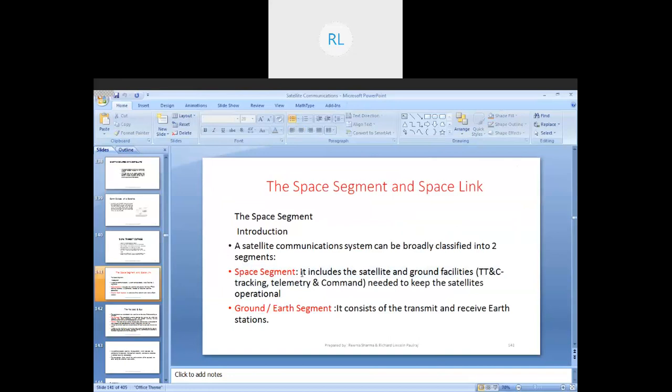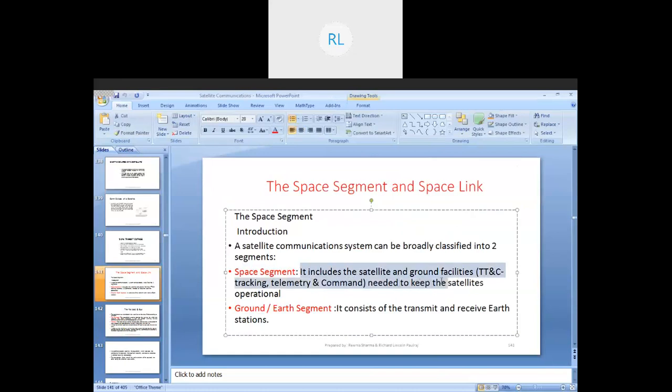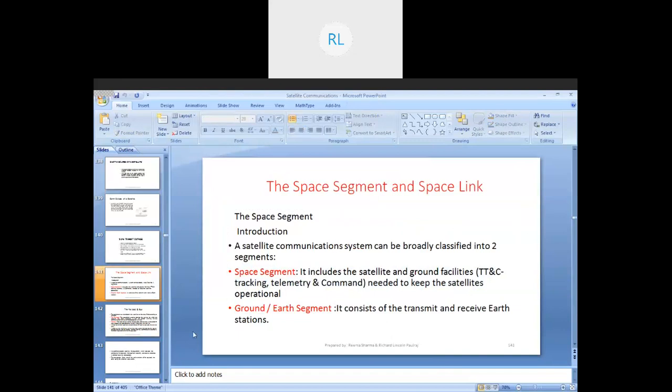So we have two devices, one in space and the other on the ground, which we also call the Earth station. The space segment includes the satellite and ground facilities. So we have something called TT&C. Now this is important. We will always be looking into this system, which is telemetry, tracking, and command. These are important things which we will be dealing with throughout this module.